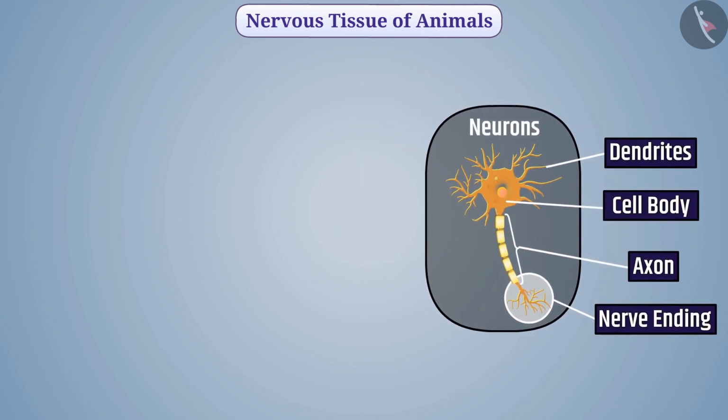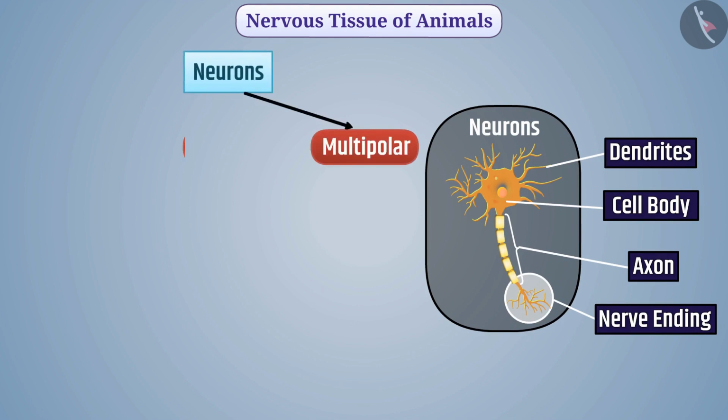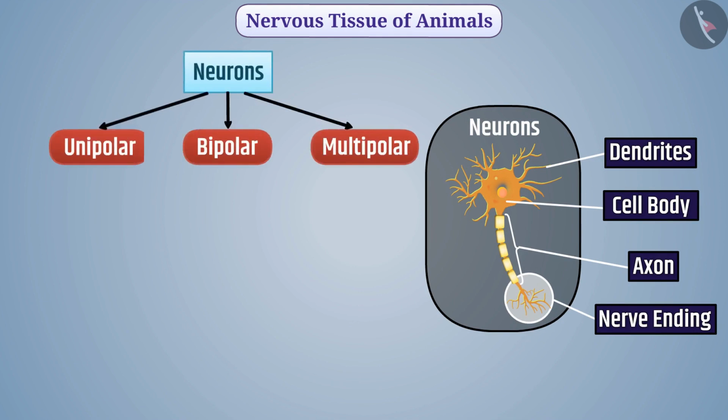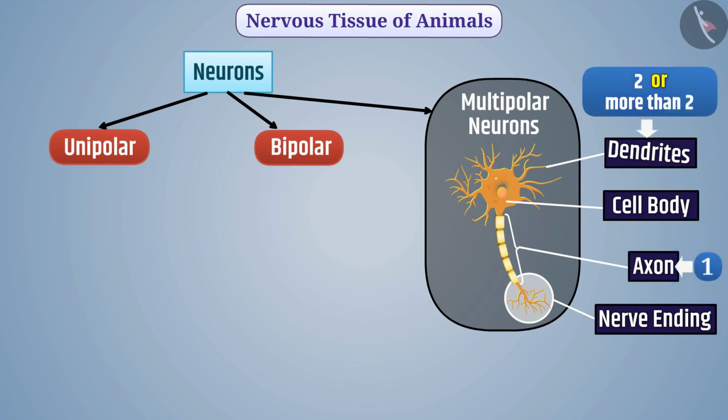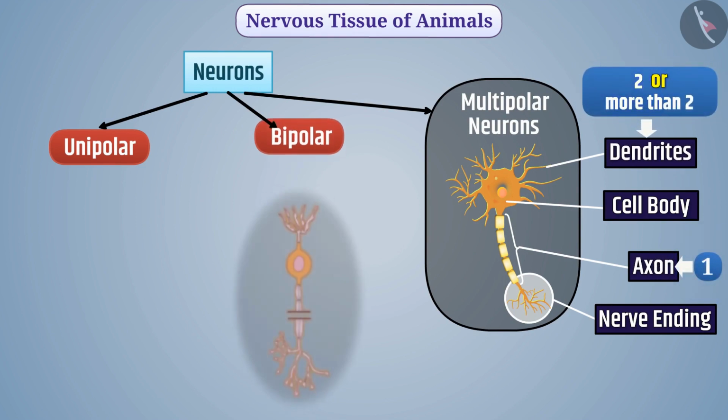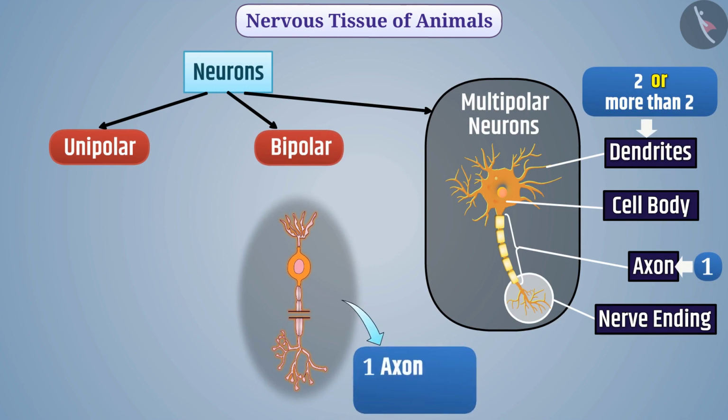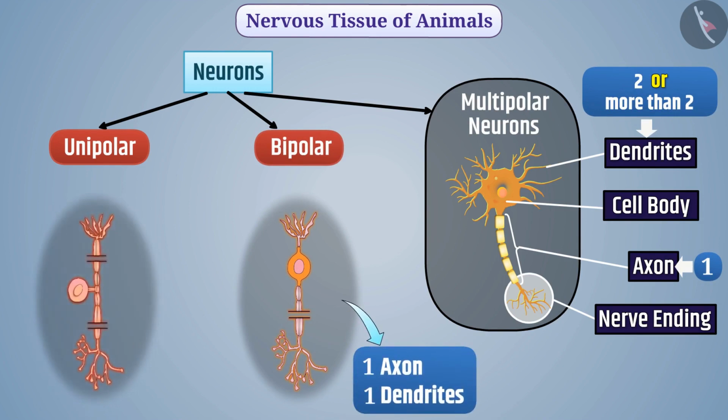On the basis of number of dendrites and axons, neurons are classified into multipolar, bipolar, and unipolar neurons. In a multipolar neuron, there is one axon and 2 or more than 2 dendrites. In the bipolar neuron, there is one axon and 1 dendrite. In the unipolar neuron, there is only a cell body and 1 axon.